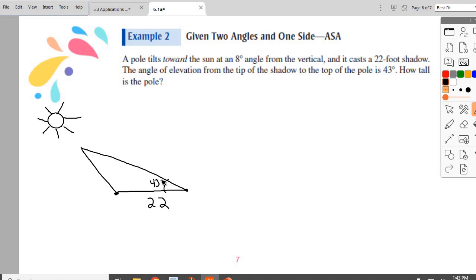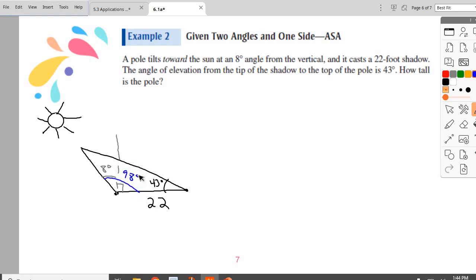So that's going to be this one here at the bottom. But does that mean that this full angle right here is 8 degrees? No, it's 8 degrees from what? The vertical. So we're going to create basically a vertical there. So if I created a vertical, what type of angle does it have to create with the ground? 90. And then we also know that this part is 8 degrees. So what is that full angle? 98 degrees.